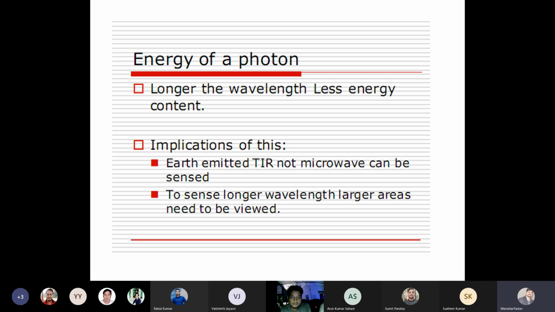We have discussed in detail the implications: at longer wavelength, the energy will be less compared to the shorter wavelength. This is the reason why, to sense the ground area or earth surface area at longer wavelength, the grid size should be larger. A large area should be viewed within a particular grid.